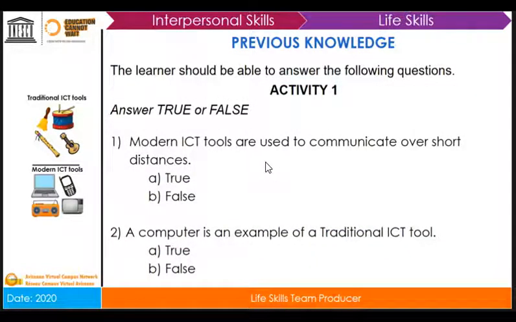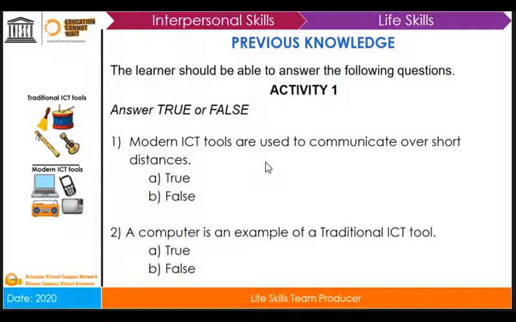Now, before we continue, I want you to answer the following questions. The instruction requires you to answer true or false. Question 1. Modern ICT tools are used to communicate over short distances. True or false?